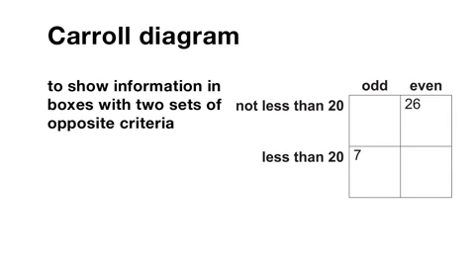We can also use Carroll diagrams to show how information is divided. It has two sets of opposing criteria. In this example, the two sets of criteria are odd and even, and less than 20 and not less than 20. For example, 7 is an odd number that is less than 20, so it goes in the bottom left box. 26 is an even number that is not less than 20, so it goes in the top right box.